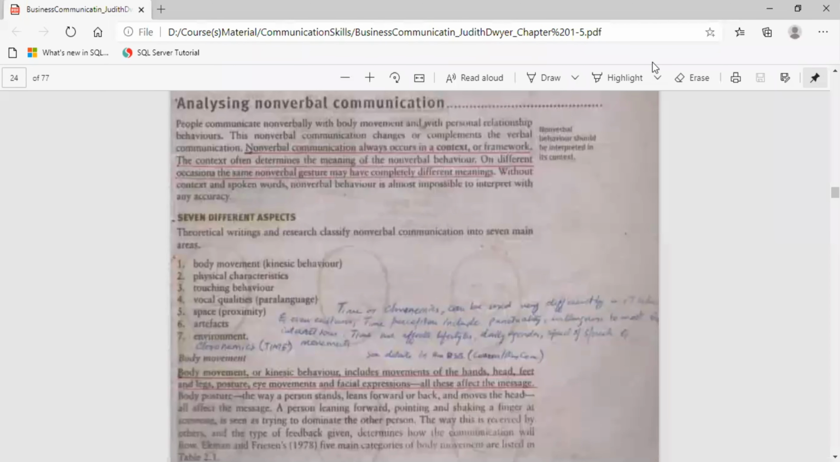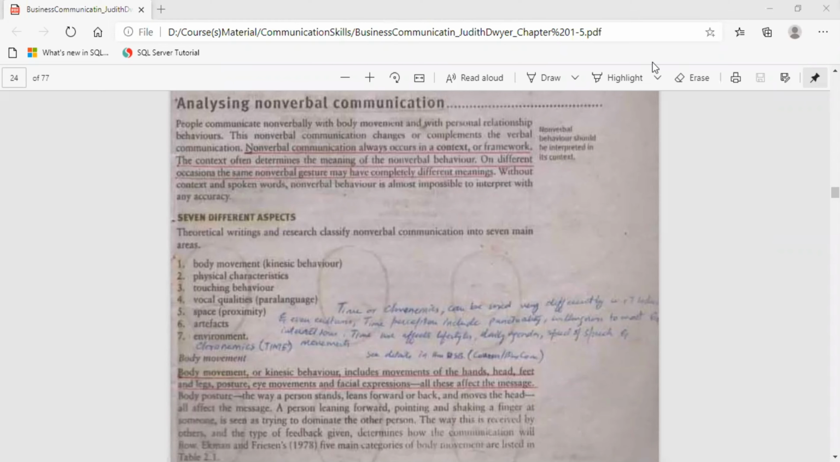Now let's talk about the seven different aspects that we will be discussing regarding nonverbal communication. In fact, I have added one more. That's Chronemics, and this book is basically an older version, so many of the things are not being listed in this older version. And I think that the eighth aspect of nonverbal communication is Chronemics, that is the use or study of time. So let's start with the first one.